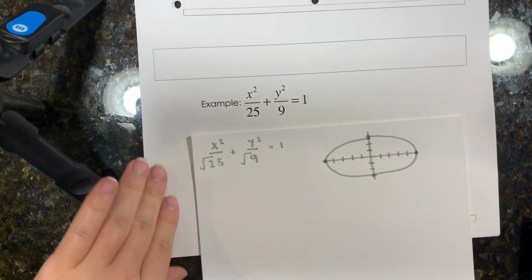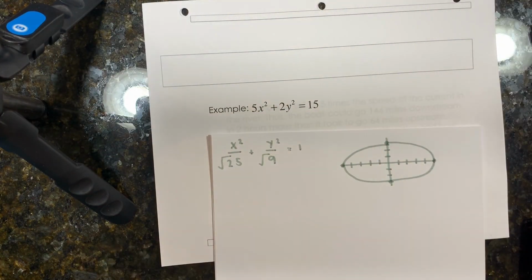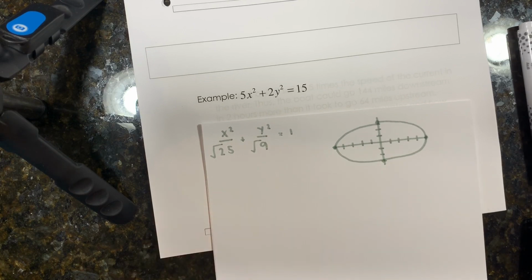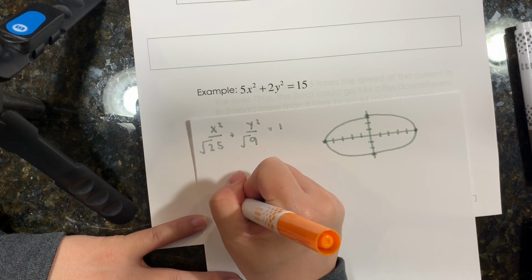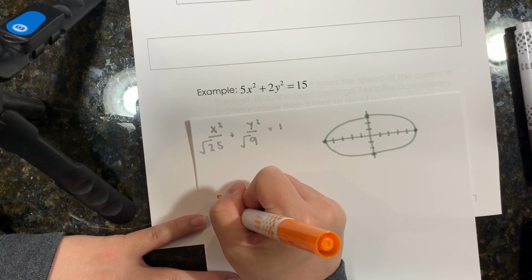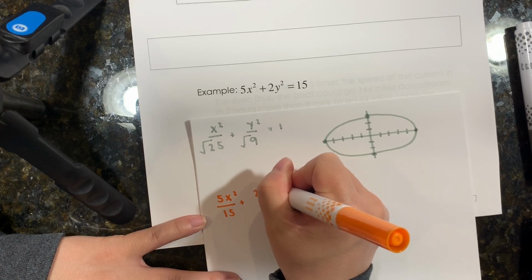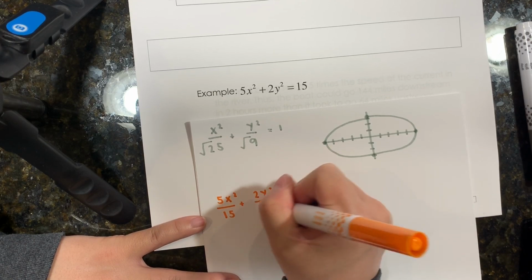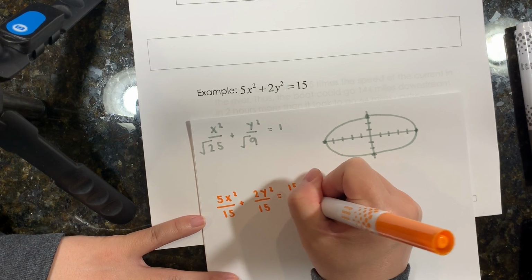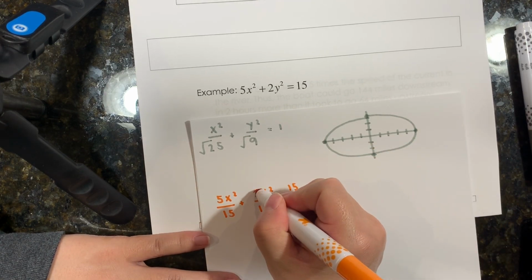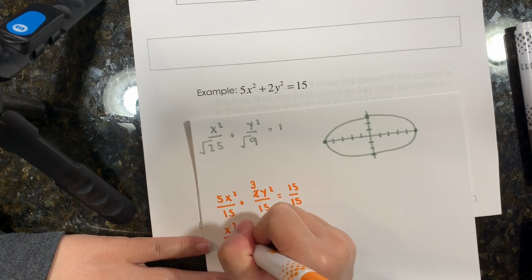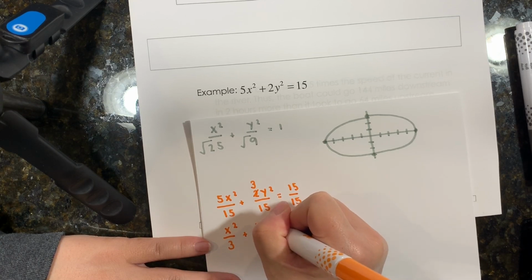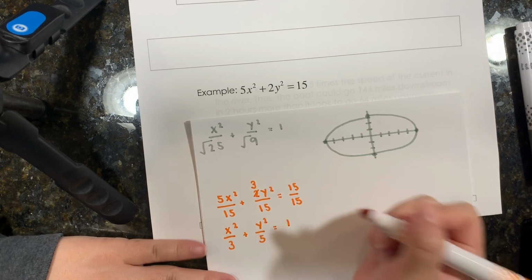Now we're going to look at the next example, which looks like this. If you notice, this one's not in the correct format. So I'm going to start by dividing both sides by 15 because I want the right side to be equal to 1. That would be 5x squared over 15 plus 2y squared over 15 equals 15 over 15. I want to say that I messed this up. This must be a 3. So this would turn into x squared over 3 plus y squared over 5 equals 1.